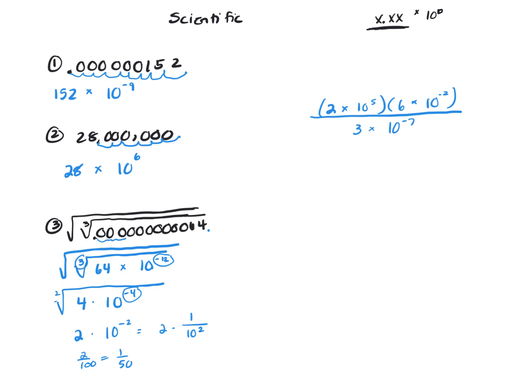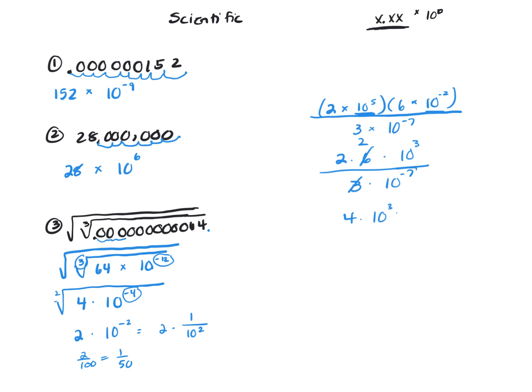So what I've got is a 2 and a 6 in the numerator. And remember, when you multiply like bases, you add your exponents. 5 minus 2 would be 10 to the third. And let's just write that over 3 times 10 to the negative 7. Now, 3 will go into 6 2 times. So that's going to be 4 times 10 cubed.